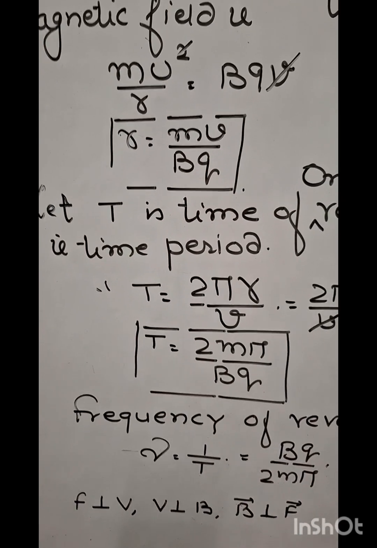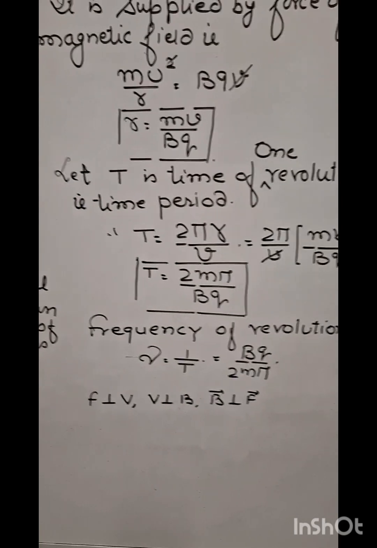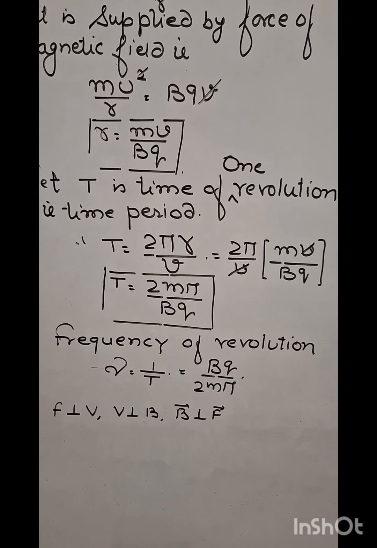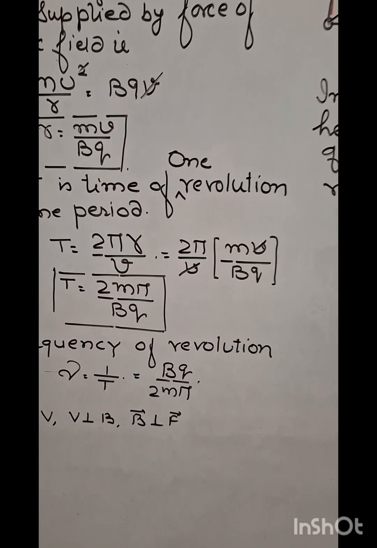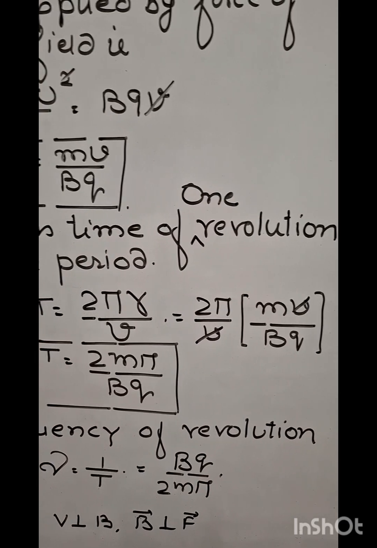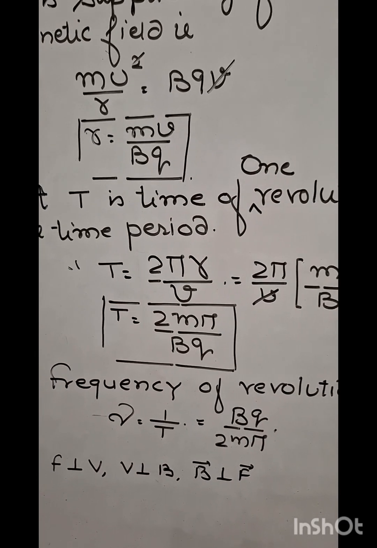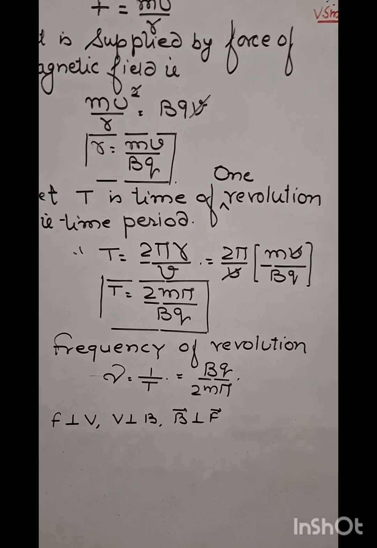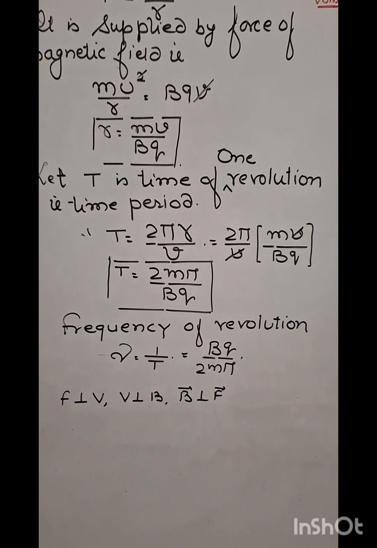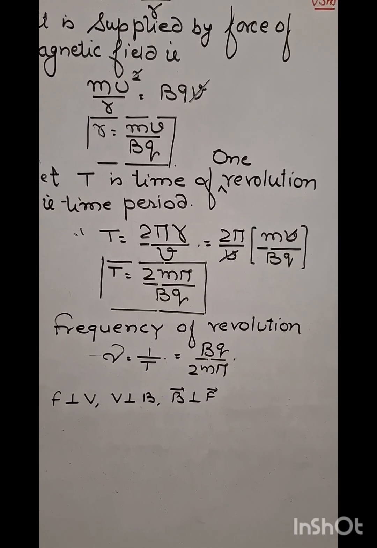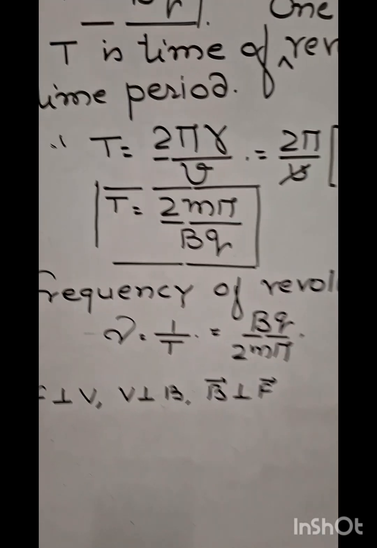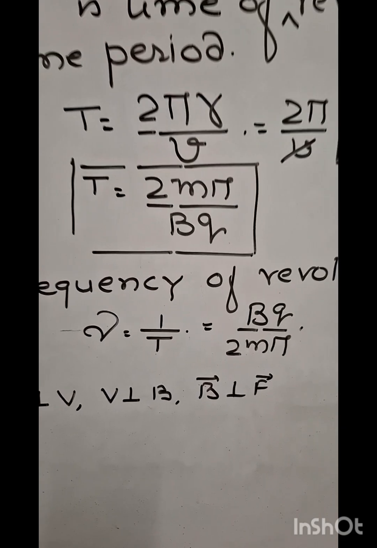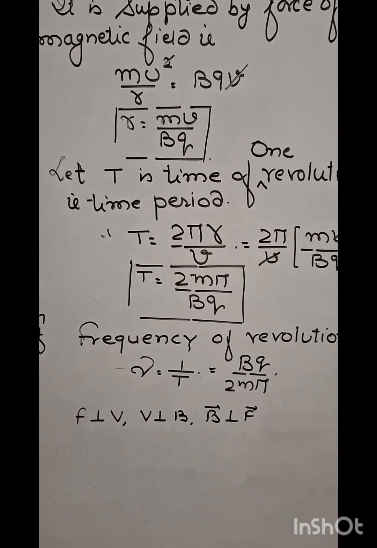The time taken by the charged particle to complete one revolution is called time period, that is time period T is equal to 2 pi r upon v. Substitute the value of r, you will have T is equal to 2m pi upon BQ. So the time period of a charged particle is given by T is equal to 2m pi upon BQ. Frequency of revolution is equal to reciprocal of the time period. That's why nu is equal to 1 upon T is equal to BQ upon 2m pi.